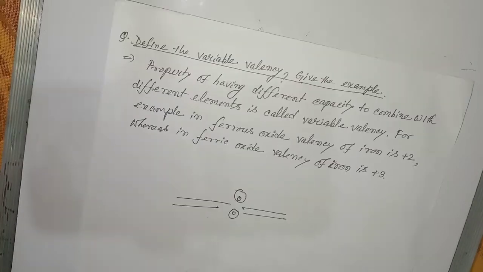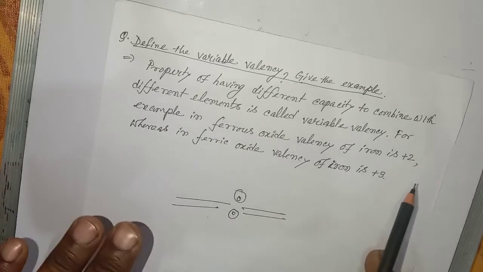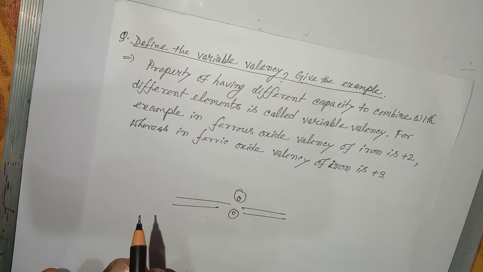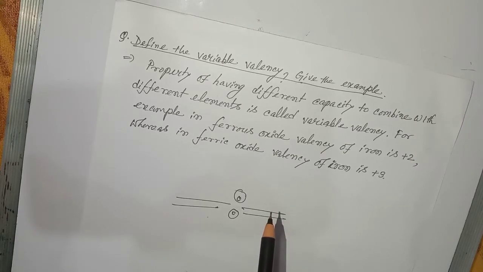Define variable valency. Give an example. The property of having different combining capacity with different elements is called variable valency. For example, in ferrous oxide, the valency of iron is +2, whereas in ferric oxide, the valency of iron is +3.